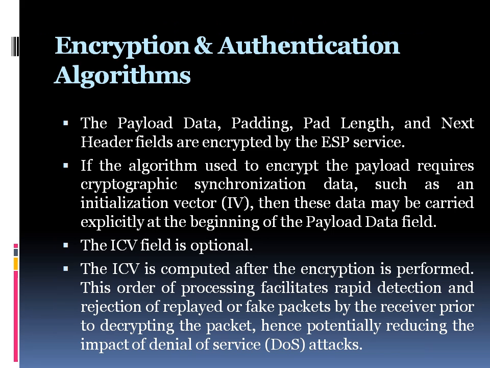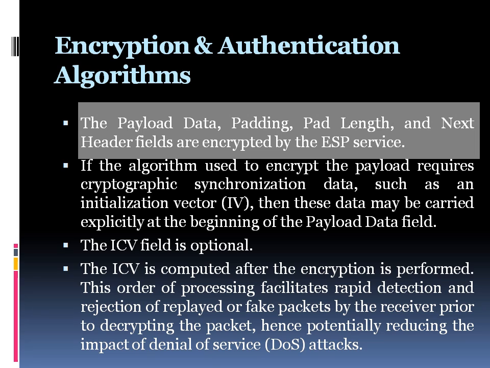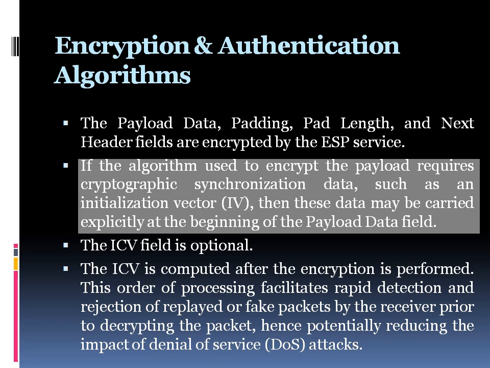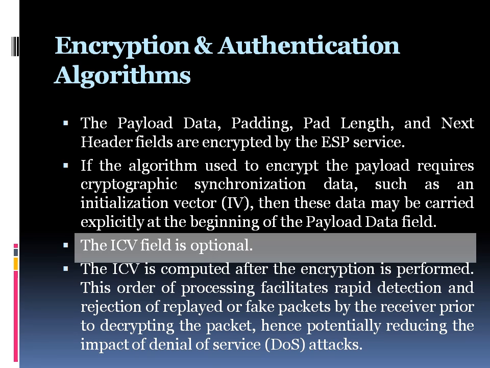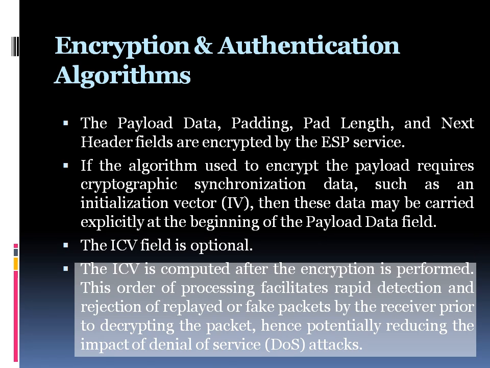So here we have the encryption and authentication algorithms. The payload data, padding, pad length and next header fields that we saw in the previous slide are encrypted by the ESP service. Then if the algorithm used to encrypt the payload requires cryptographic synchronization data such as an IV, which is an initialization vector, then this data may be carried explicitly at the beginning of the payload data field. Next, the ICV field is optional and this ICV is computed after the encryption is performed. So you need to remember that the ICV is computed after encryption.